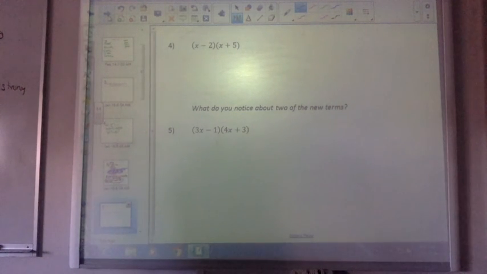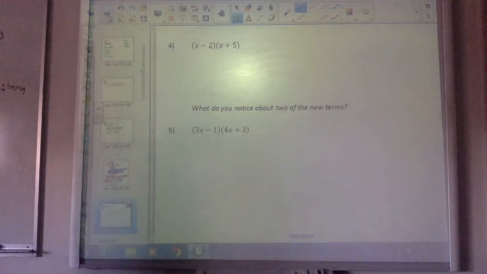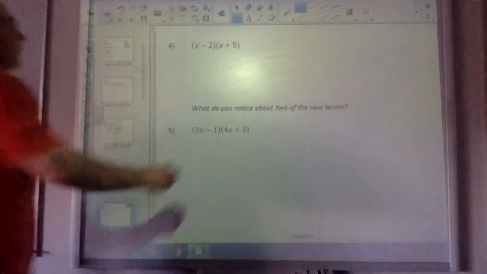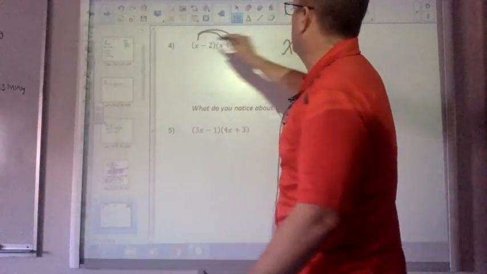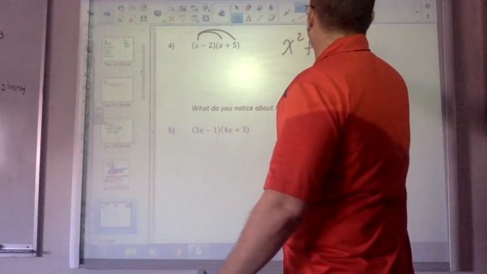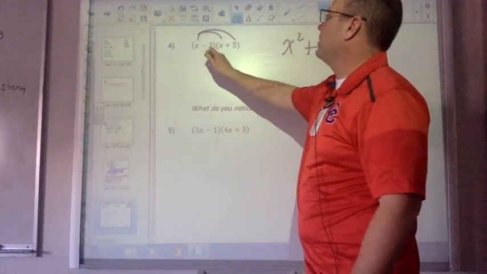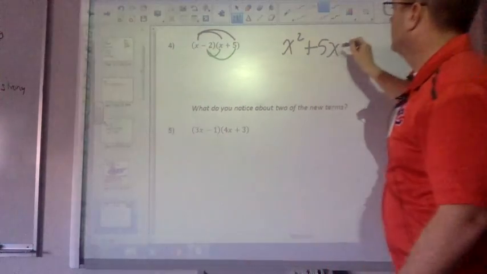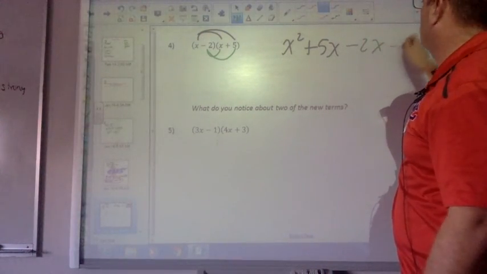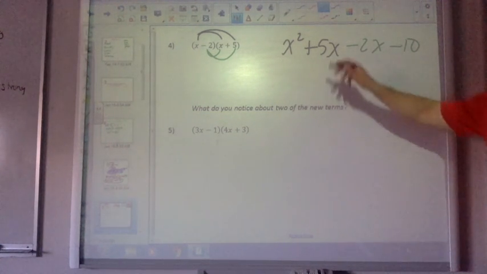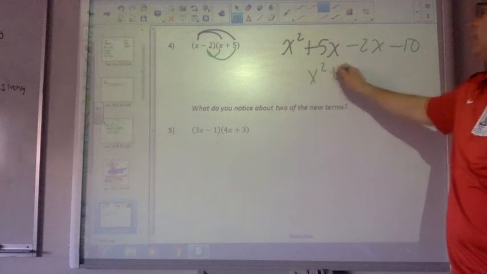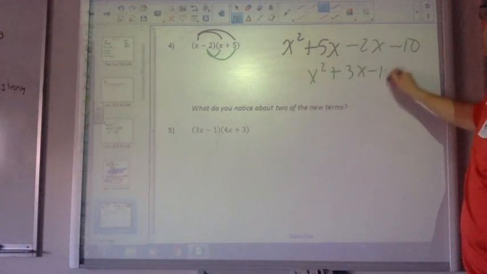So I'm going to distribute how many times on number 4? Twice. So the first one, I'll distribute the x here and here. So x times x is x squared. X times 5 is 5x. I'm going to distribute negative 2 here and negative 2 here. So I get minus 2x minus 10. How does that look? That's right. Combine like terms, so x squared plus 3x minus 10.